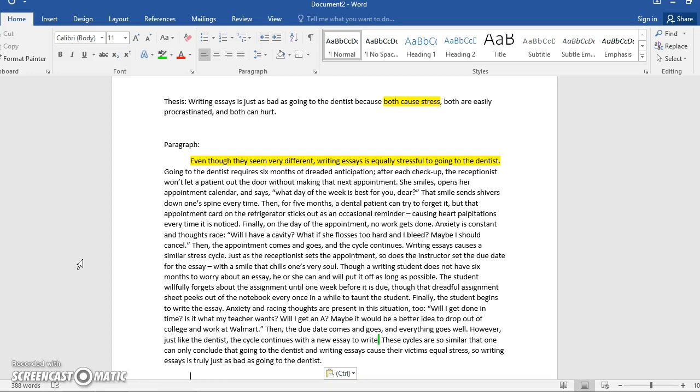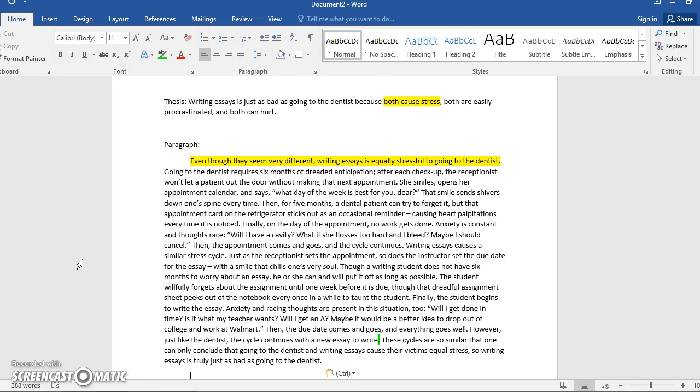But it also shows exactly how this paragraph fits in under that umbrella of the thesis statement. So we're talking about causing stress. It has the word stress in there. Part of the thesis statement, the topic and opinion of the thesis statement, is that writing essays is just as bad as going to the dentist. We've got that in there too. So writing essays is truly just as bad.